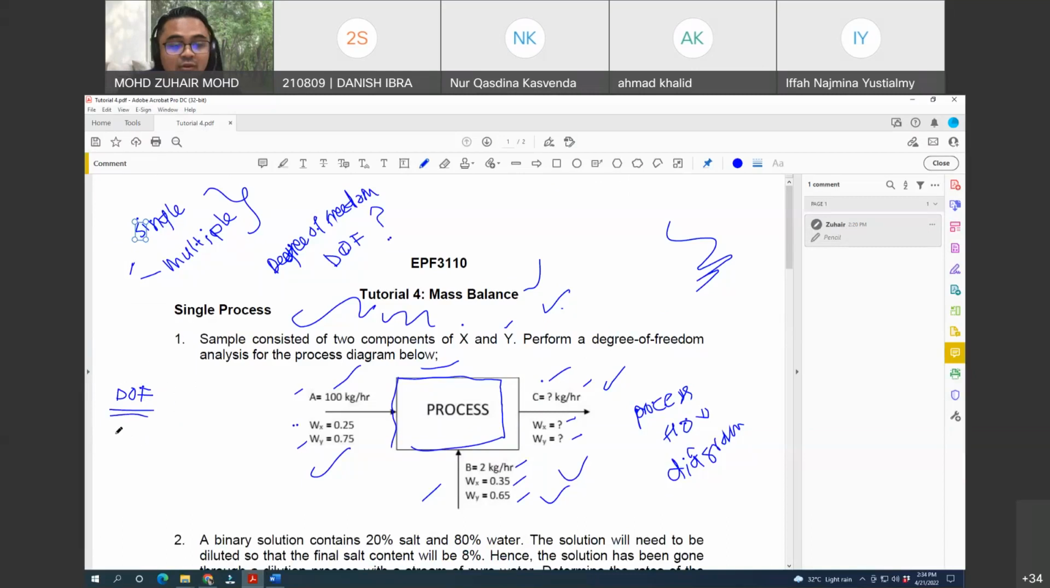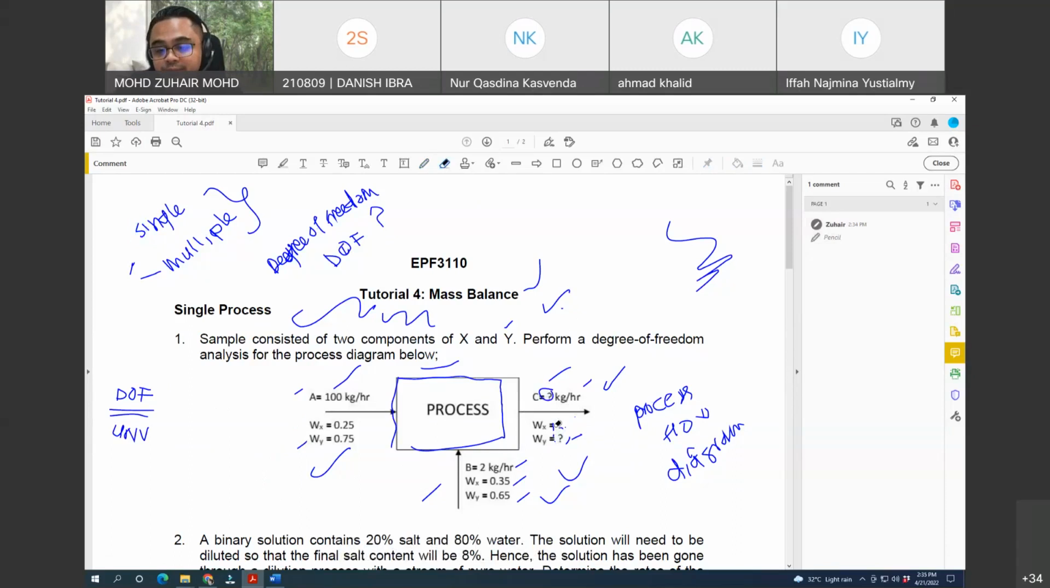First, we need to know how many unknown variables. The unknown variable is this one. So in this case, how many unknown variables do we have? Anyone? 3. Metusa says 3. Any other answer? No. Okay. For this one, basically it's not 3.